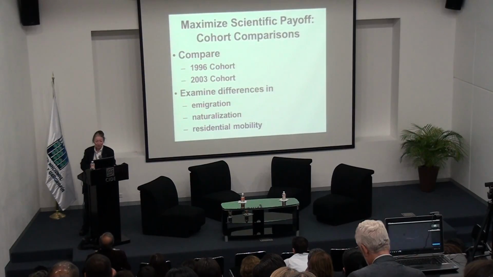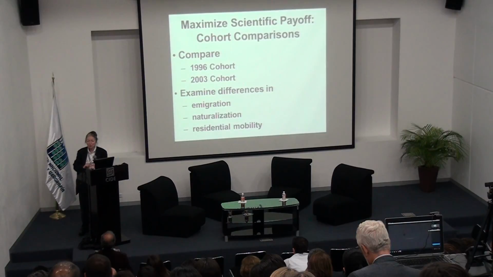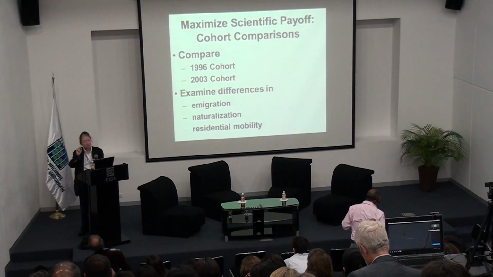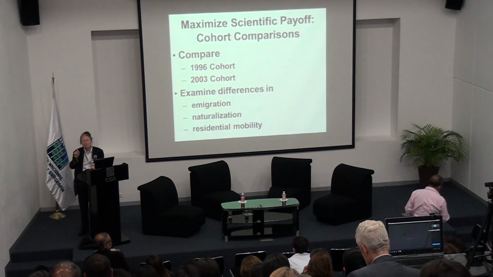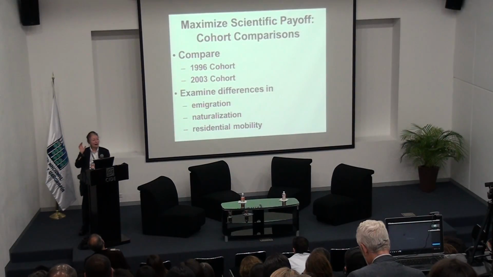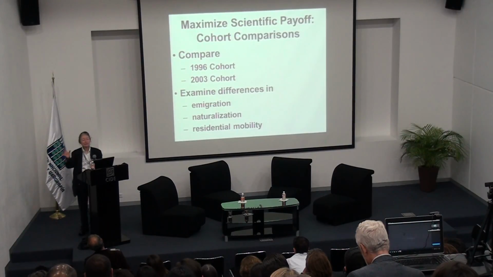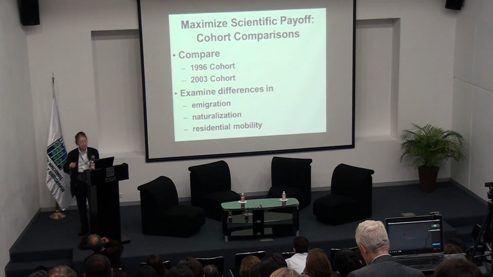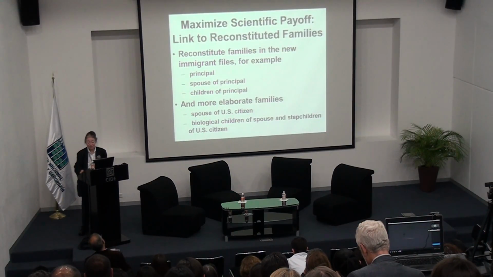How else can we maximize the scientific payoff? It turns out that the 1996 cohort is very, very special. 1996 was the last year before the new, very, very stringent requirements on finances, some financial requirements, kicked in. And they all kicked in in 1997. So comparing the 96 cohort with 97 to 2004, without affidavit of support, etc., is extremely valid.